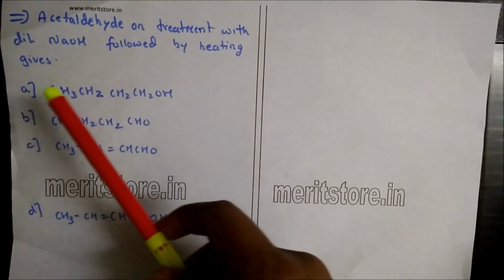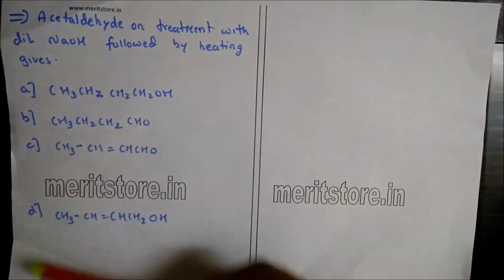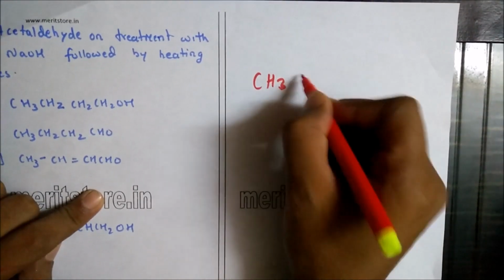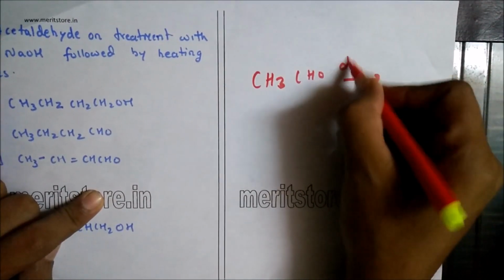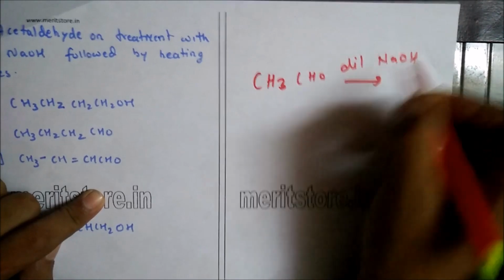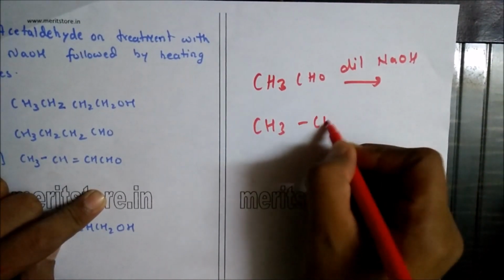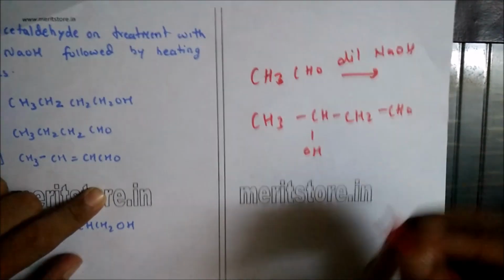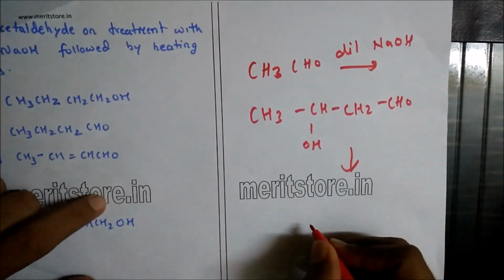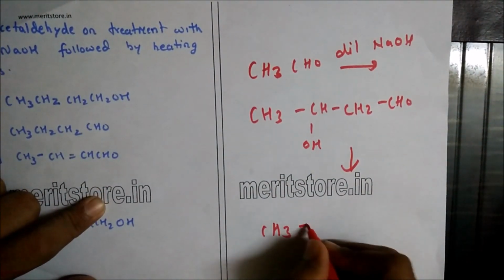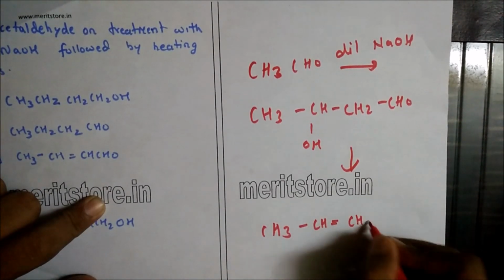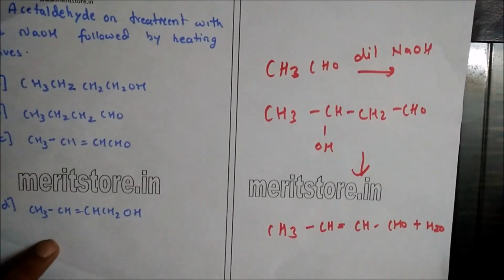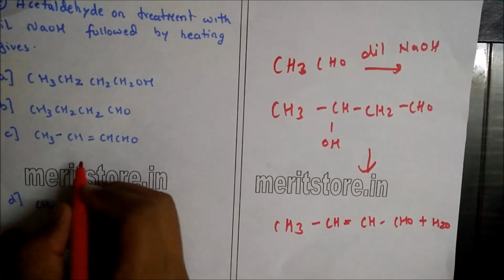Acetaldehyde on treatment with dilute NaOH followed by heating gives. Here are the options. Now, let's look at how the reaction will take place. Acetaldehyde, CH3CHO, on treatment with dilute NaOH gives the product CH3CH(OH)CH2CHO. Now, on heating, it will undergo aldol condensation to give CH3CH=CHCHO plus H2O. Therefore, the correct answer will be option C, CH3CH=CHCHO.